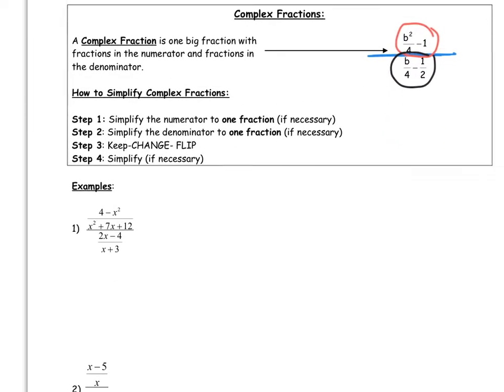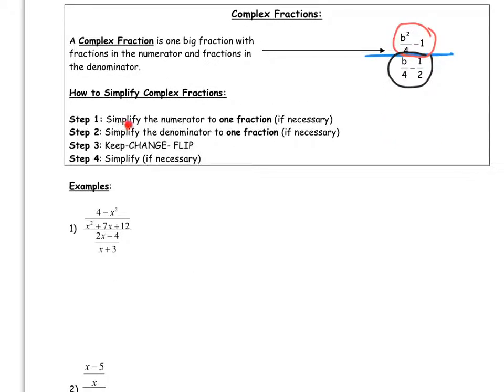Well, what we're going to do is technically simplify the numerator to one fraction. Right now, this isn't one fraction. We would need to make a common denominator and then subtract, right? And that would make this one fraction. So if you look at example number 1, if this is the big fraction here, do you see how the numerator is one whole fraction and the denominator is one whole fraction? So steps 1 and 2 are taken care of already in example number 1. So all you really have to do for this example is keep, change, flip.